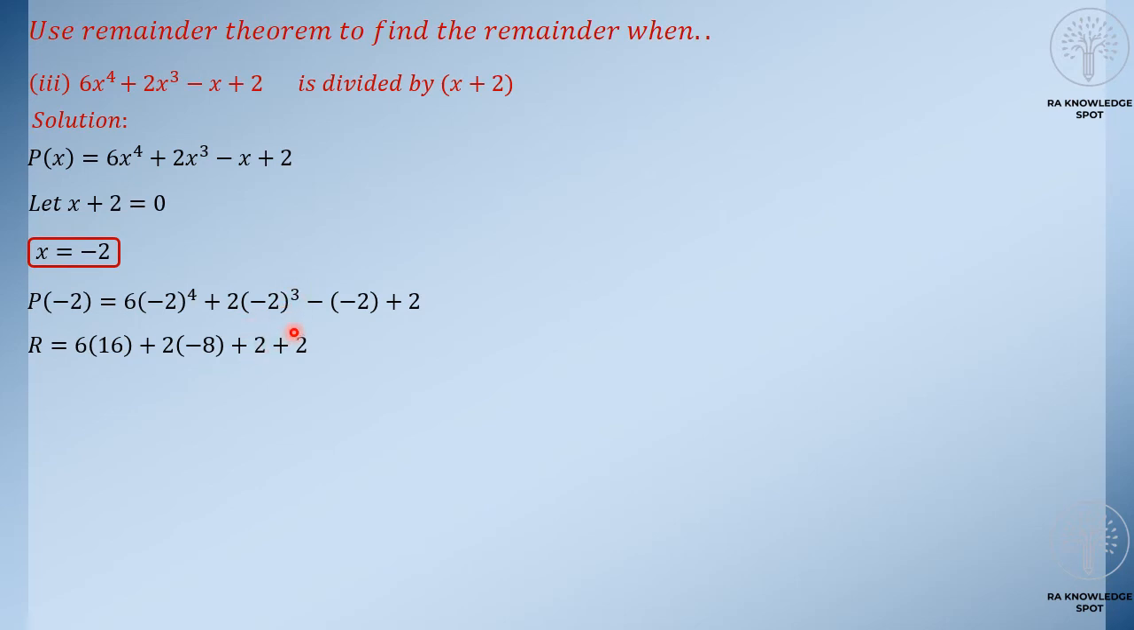Then minus minus plus into is as it is. When you multiply these two numbers, you will get 96. 8 twos are 16, 2 plus 2, 4. Then further simplification, and you will get 84.